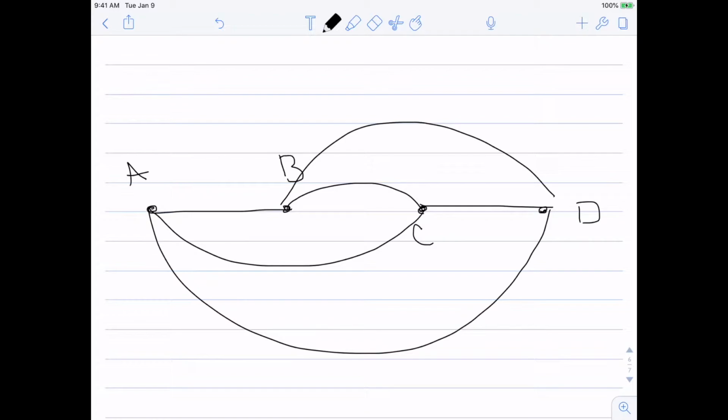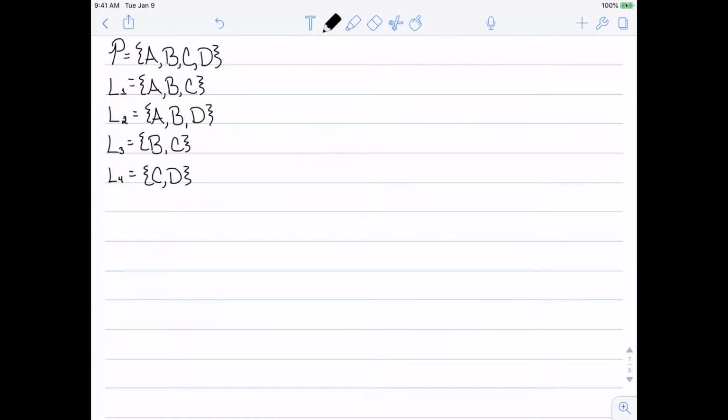Let's do a couple more examples here. Here's another example. We have 4 points A, B, C, D, and this time we have 4 lines. We don't want to draw this one. Instead, we want to know, is this a geometry? Does it satisfy all three of our axioms?